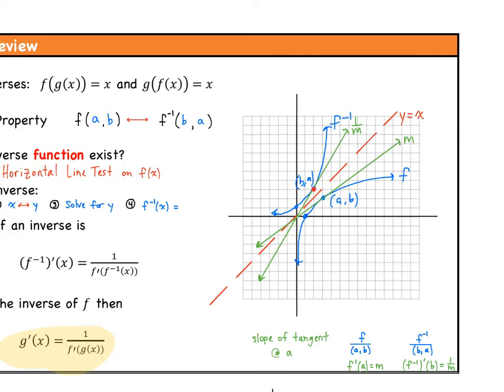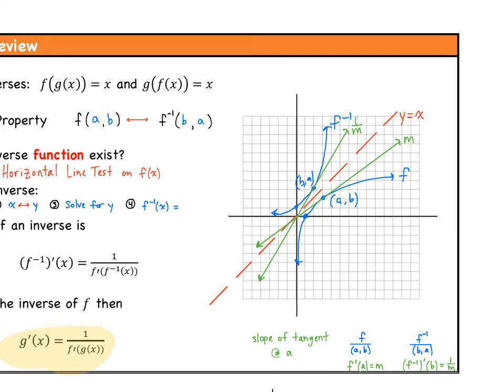Now if we were to graph f inverse, I would simply say it passes through the point (b, a). Now what we should notice is that the slope of this inverse at that point is going to be 1 over m. So the slope of the original at that point a is m, and so the slope of our inverse is going to be 1 over m at the corresponding point.